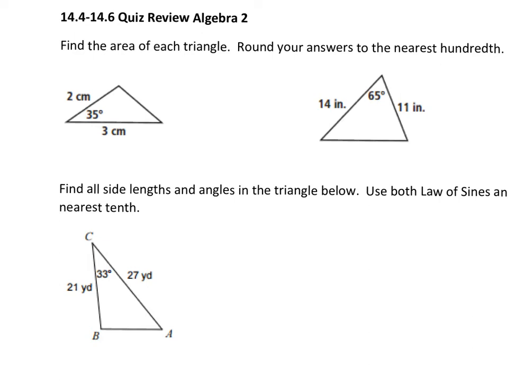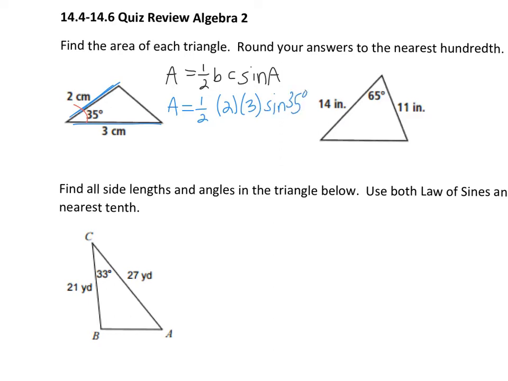You can find the area of a triangle using 1/2 the base times the height, or you could also do area equals 1/2 BC sine of A, where B and C are the side lengths that make up the angle measure. So I'm going to do area equals 1/2 times 2 times 3 times sine of 35 degrees.